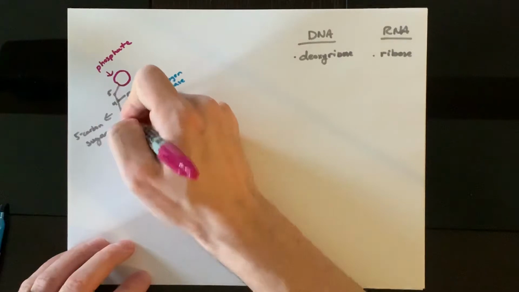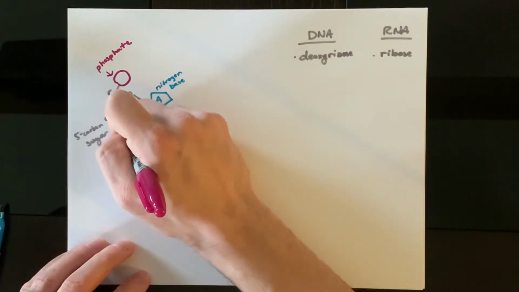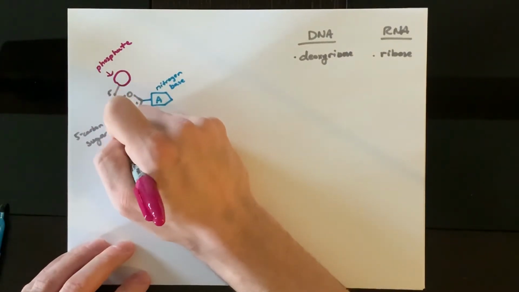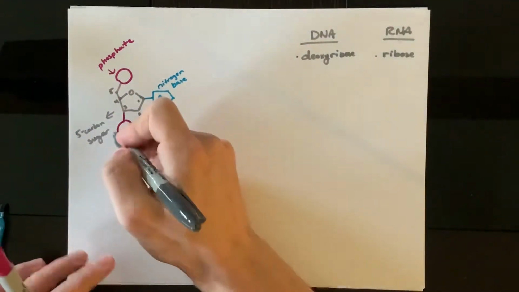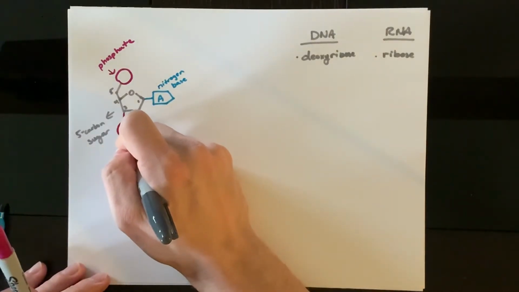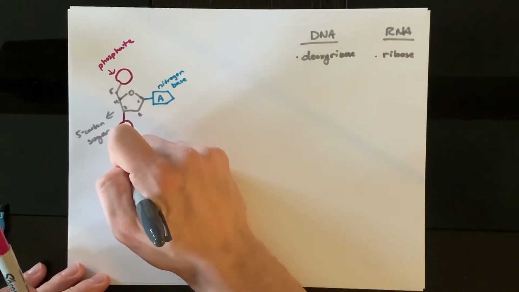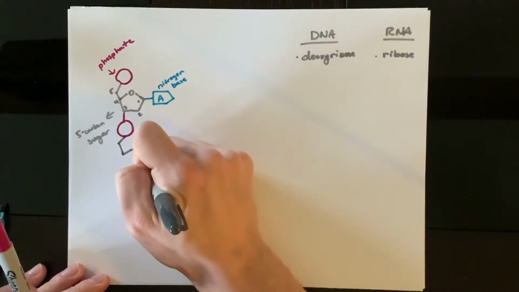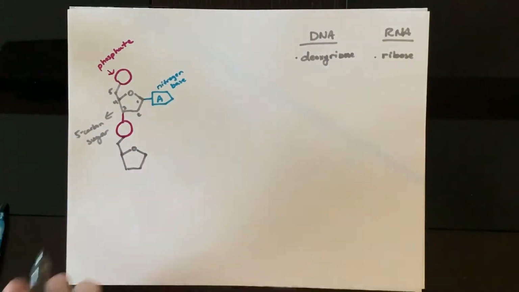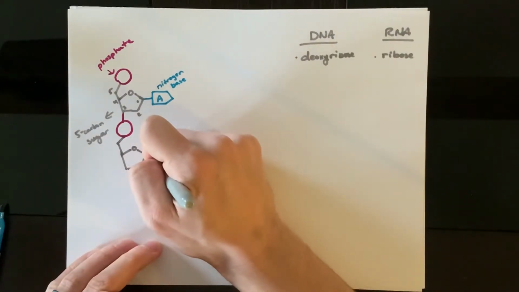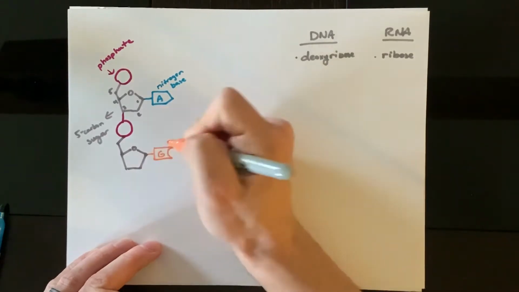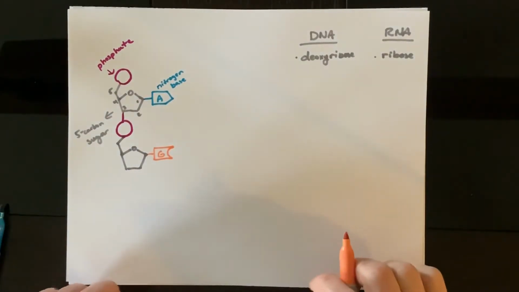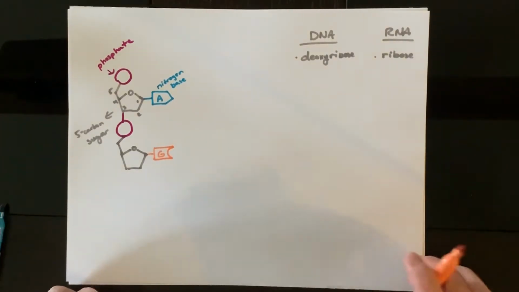So what I'm going to do is add, coming off of the 3rd carbon here, another phosphate. Coming off of that phosphate, so pretty much we're adding another nucleotide, we're going to add another one of our 5-carbon sugars. All right, and then we get a different color here. We'll add a nitrogen base in the middle. We'll call this one G. Okay, so there are 2 nucleotides for DNA.